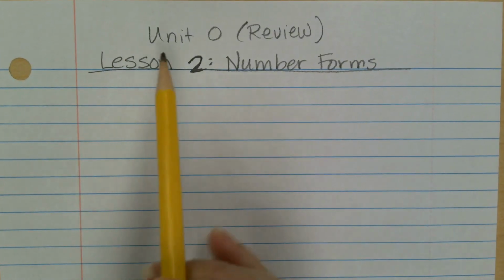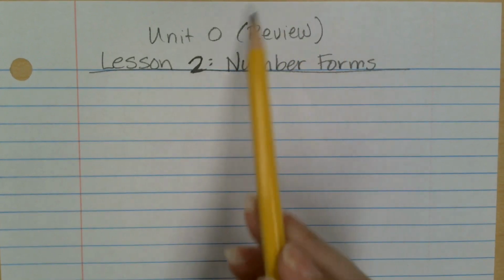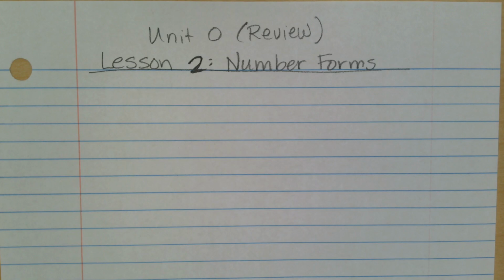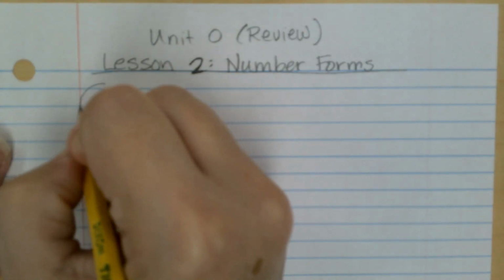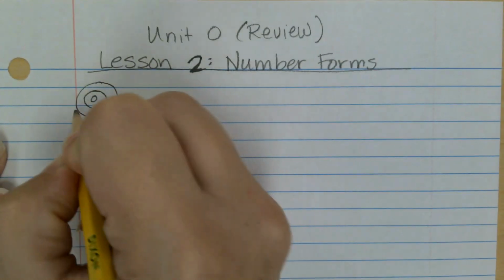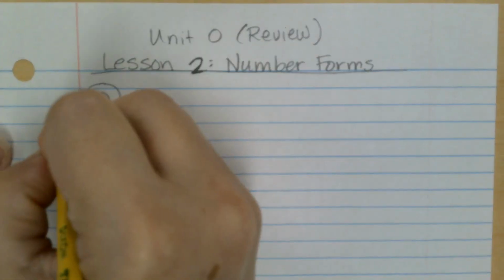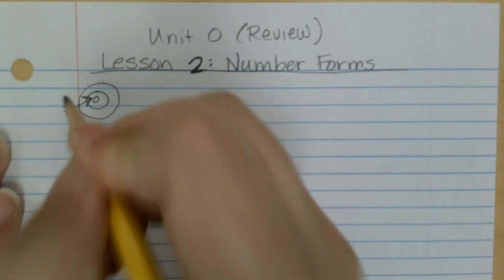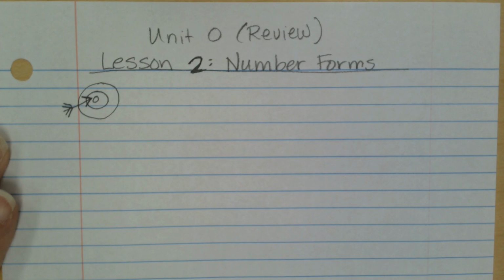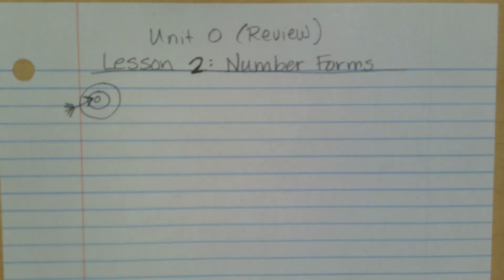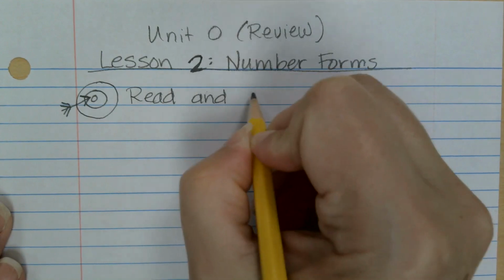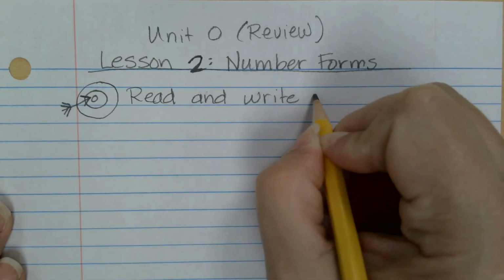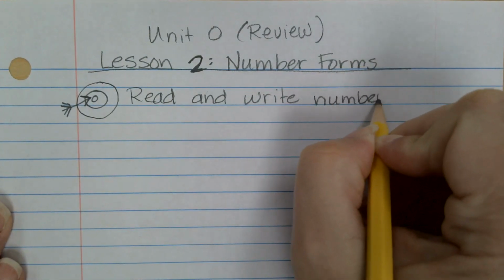This video is going to be our Unit 0 review lessons. This is lesson number 2, and this lesson is all about different number forms. So just like in our last video, we're going to first make our target. This is what we want to be able to do by the end of this lesson. And our learning target here is to be able to read and write numbers in different forms.